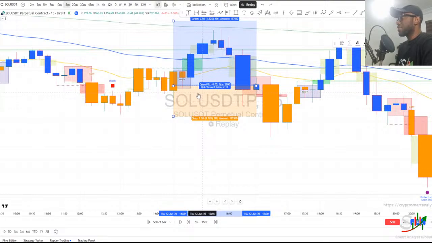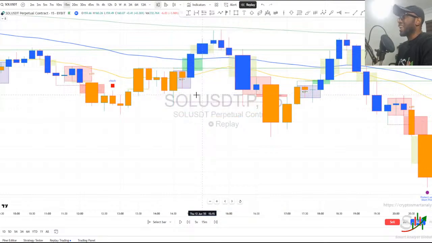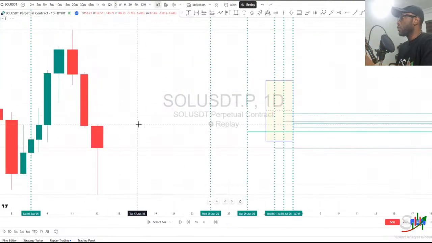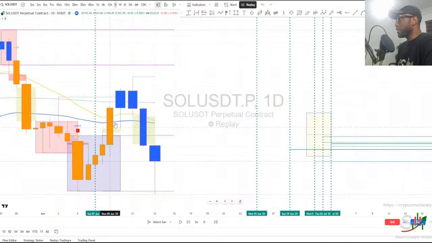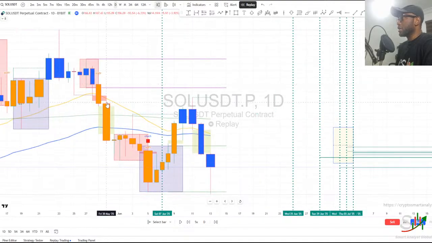So as a smart trader, what do you want to do? You want to analyze what is happening from multiple time frames. You need a minimum of three different time frames: the higher time frame, the medium time frame, and the lower time frame. For me, my higher time frame can be the daily time frame. So if I go on the daily time frame, one of the things I want to look out for is the directional bias on the daily time frame.